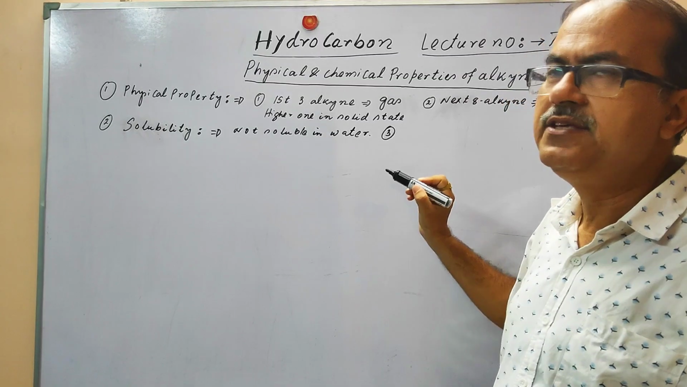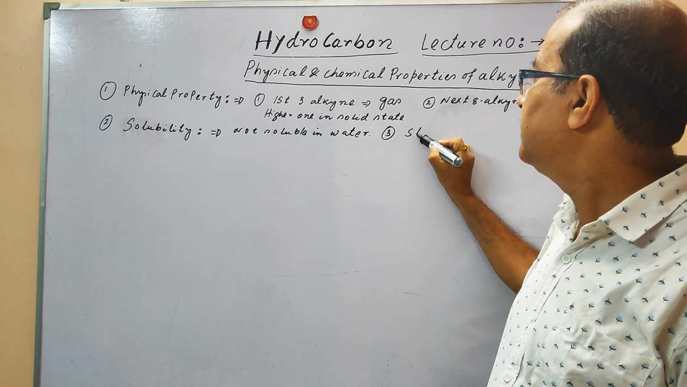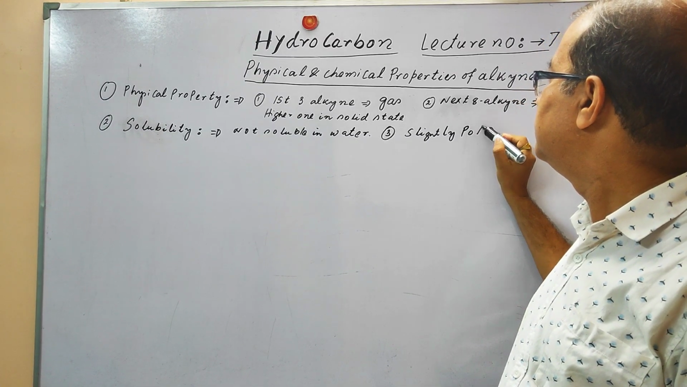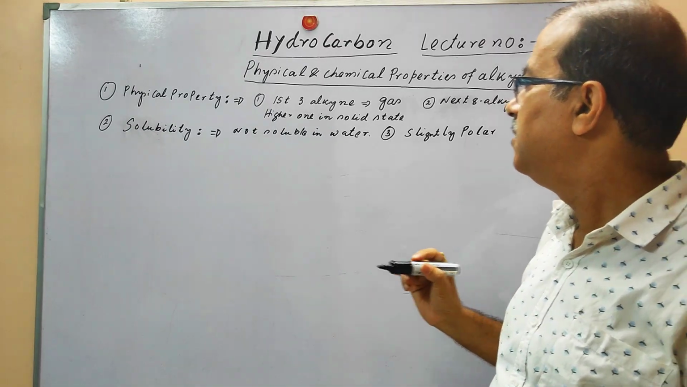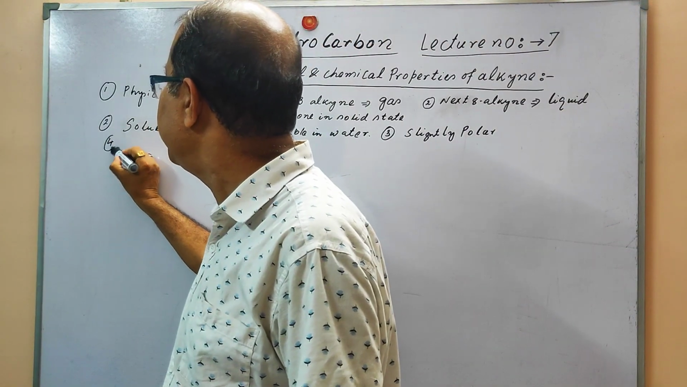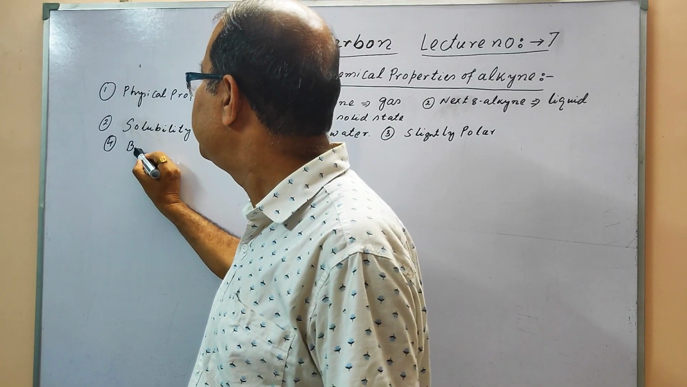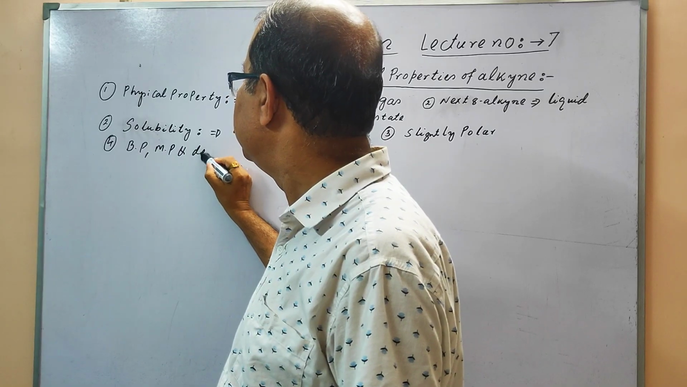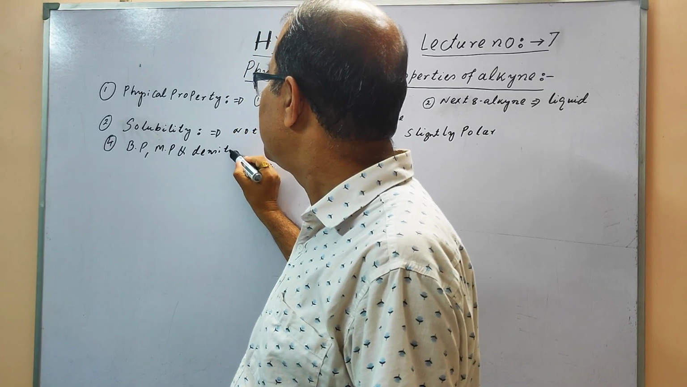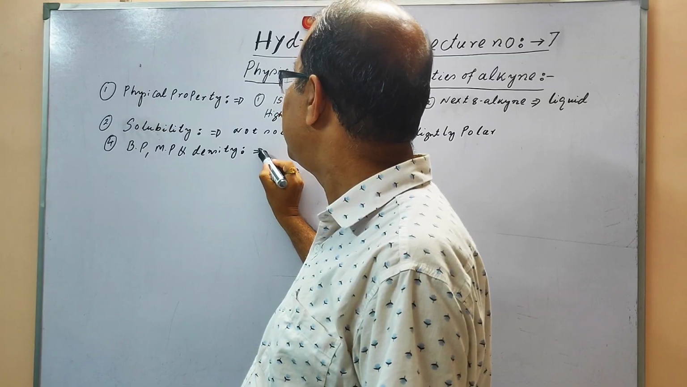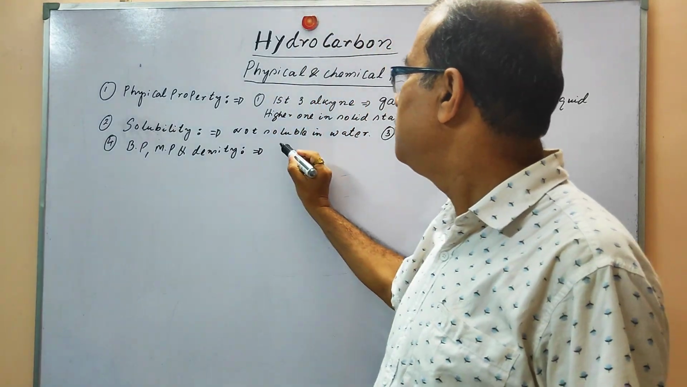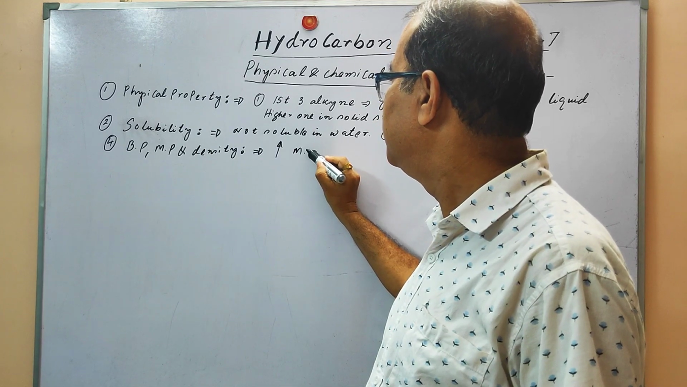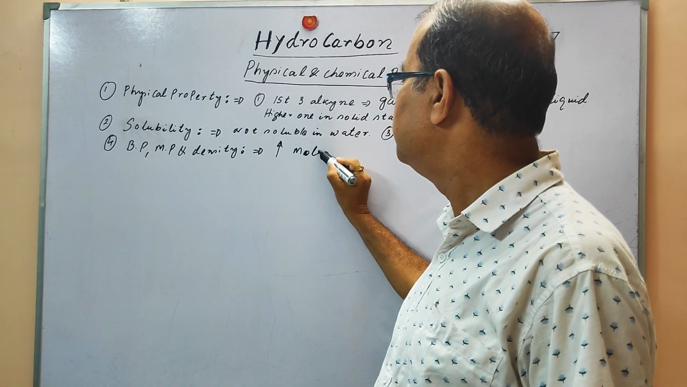Third point, it is slightly polar. Fourth point, that is very important, is boiling point, melting point, and density. It goes on increasing with the increase of the molecular mass. So it goes on increasing with the molecular mass.